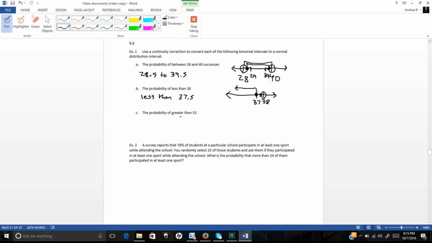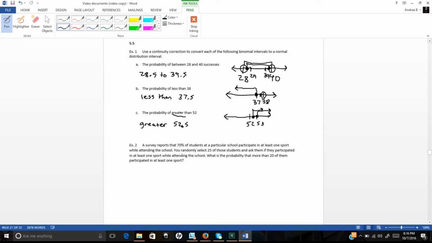And then we have the probability of greater than 52. If we're looking at greater than 52, then the first value that's greater than 52 that's included in the binomial case would be the 53, and then everything above it, because 52 is not included, since it says greater than. So the first value for the continuity correction that would include just a little bit more would be greater than 52.5. So we have to include just a little bit more in our interval.